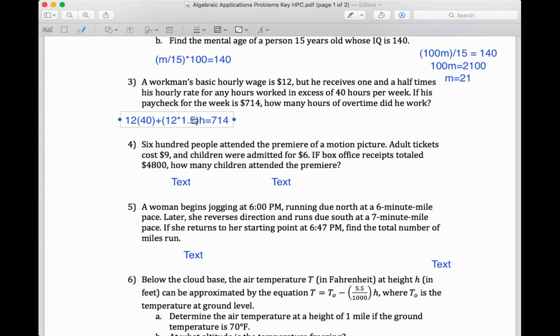I can go ahead and simplify this. I know 12 times 1.5 is equal to 18. I can go ahead and multiply out the 12 and the 40 to get 480. I can subtract the 480 over. Then I get 18h is equal to 234. And I do 234 divided by 18. I get h is equal to 13 hours of overtime.